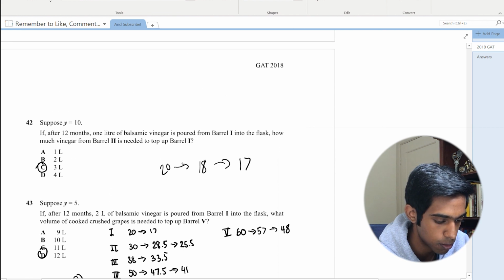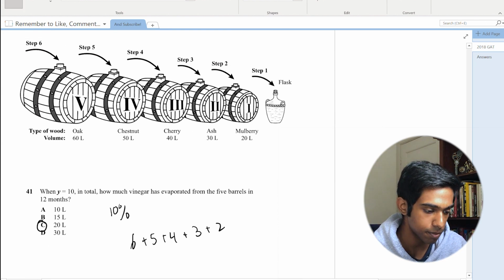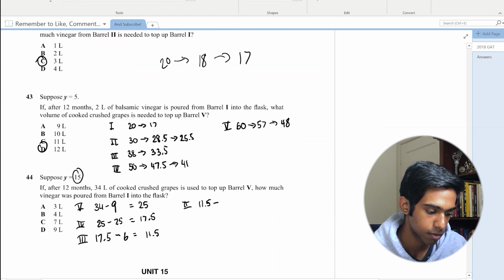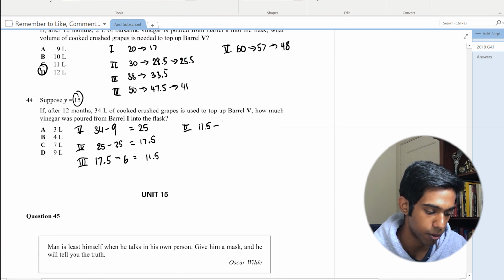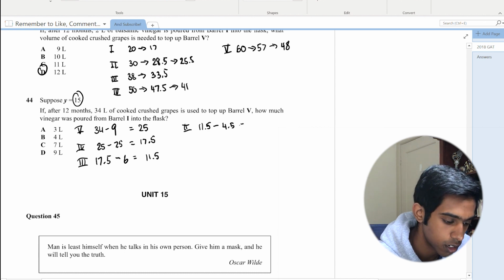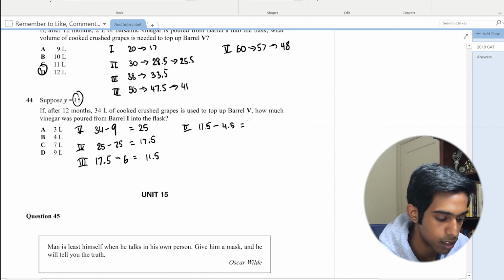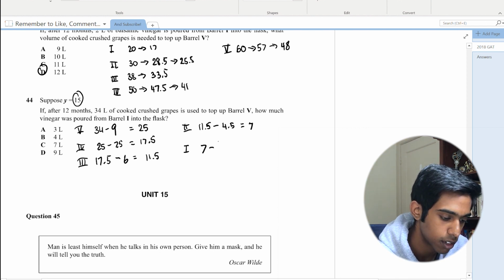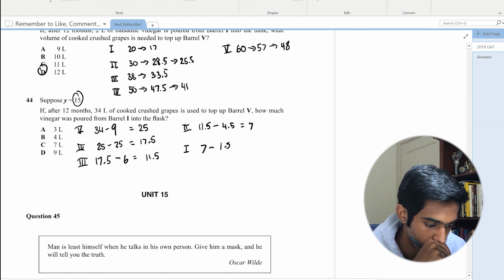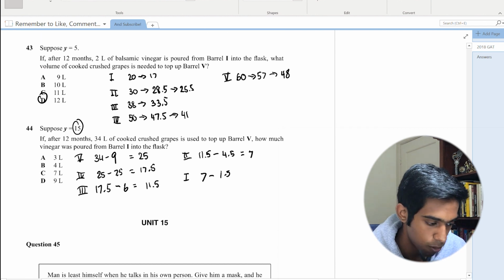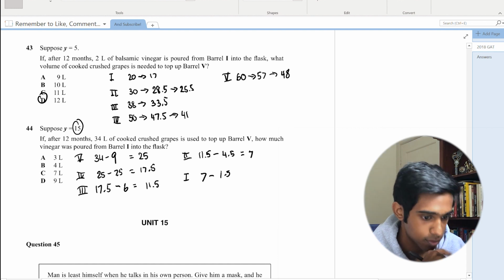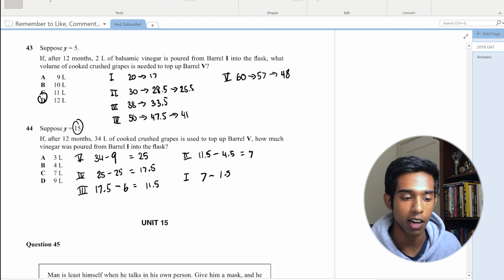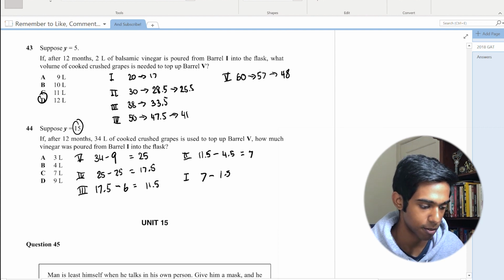We minus 4.5, because that's 15% of 30. That gives us 7. So then we're filling up barrel 1 with 7. And we're minusing 1.5, which gives me the wrong answer. I might make a cut here and do it again from the start.